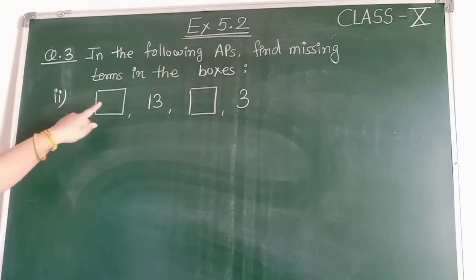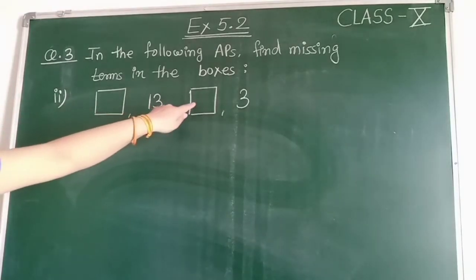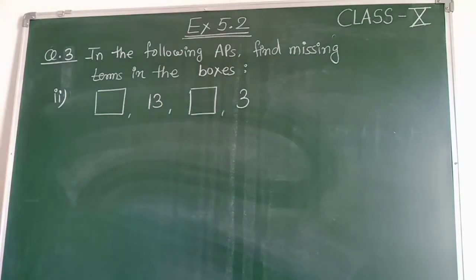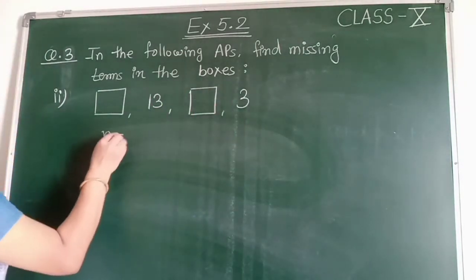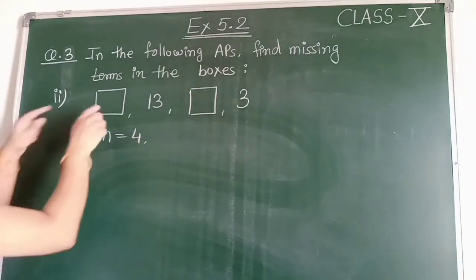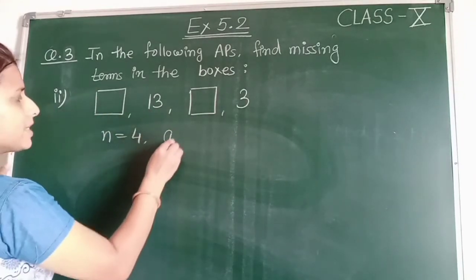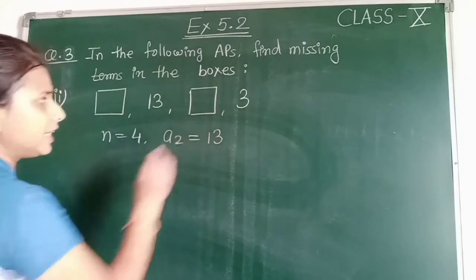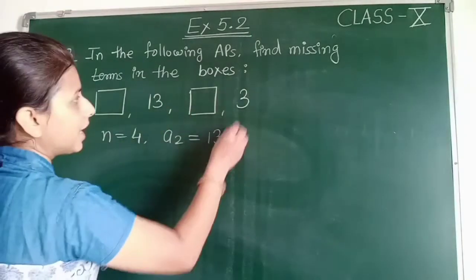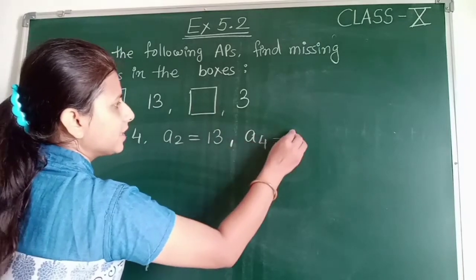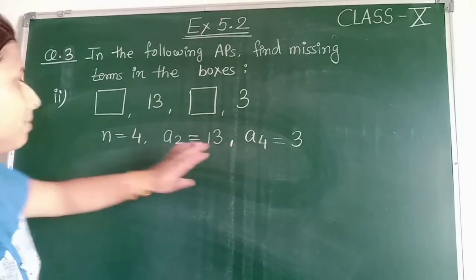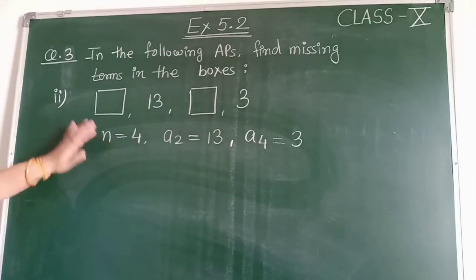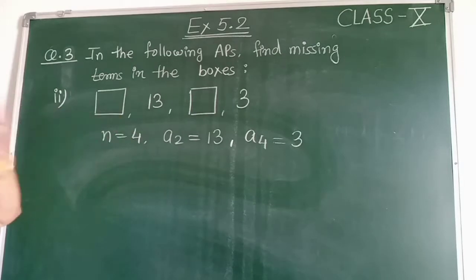Second question is blank box, 13, then again a blank box, and the last term is 3. There are 1, 2, 3, 4 terms. Here the value of n is 4. First term is missing. Second term, that is the value of A2, is given as 13. Third term is also missing, and the fourth term is given here as 3. So with the help of the second term, the fourth term and the value of n, we will find the first term and third term.